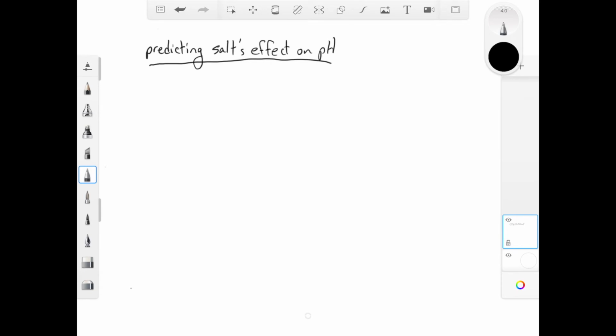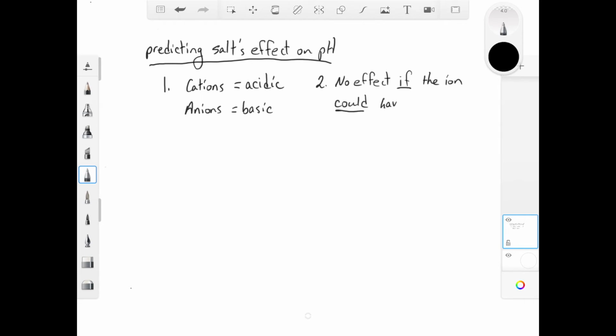We can apply these concepts to determining whether or not a salt will have any effect on the pH of a solution. And we can do this by using a couple of rules. The first is that cations always make a solution acidic, and anions always make a solution basic. The second rule is that rule number 1 doesn't apply if the cation or anion could have come from a strong acid or base. And we can put this into practice doing a couple of examples.